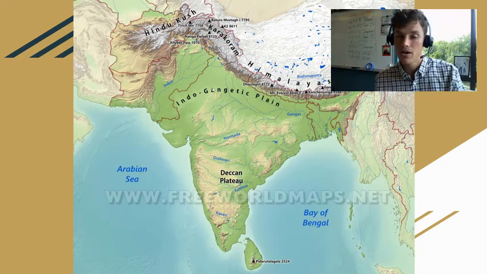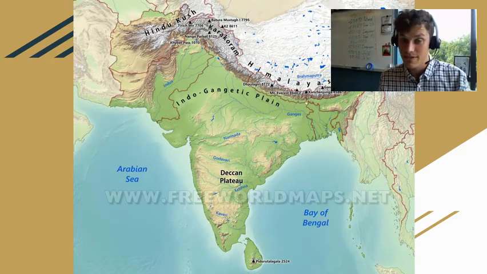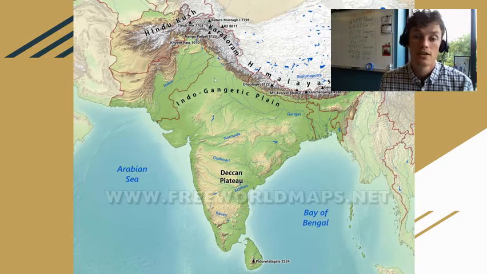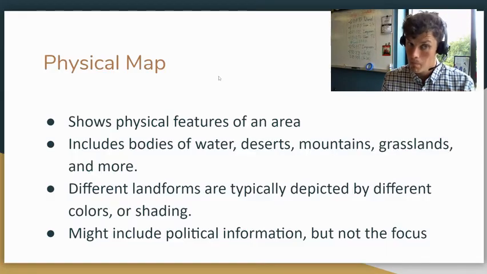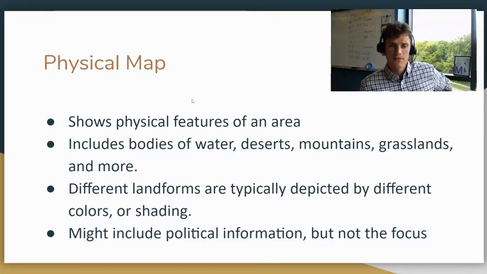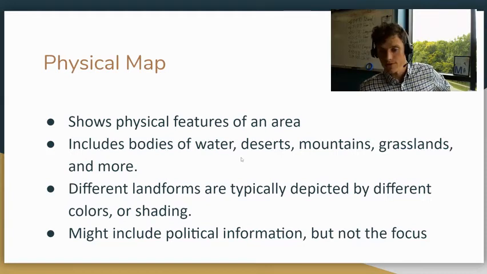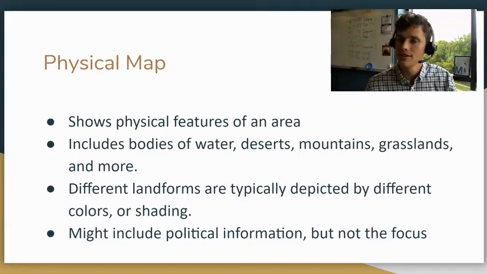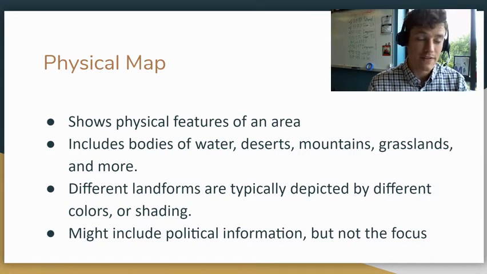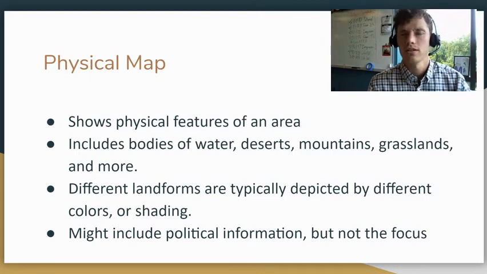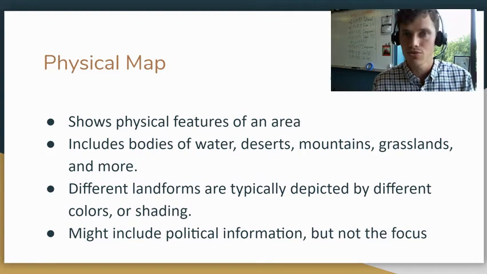You're going to learn about those different physical features specifically in the next assignment that you do with those landform dictionaries. So, physical maps show the physical features of an area. It can include bodies of water, deserts, mountains, grasslands. Really, it can show you anything depending on the physical map that you look at. And physical maps to me just look cool. I love looking at how our Earth is shaped because it's shaped so unique.